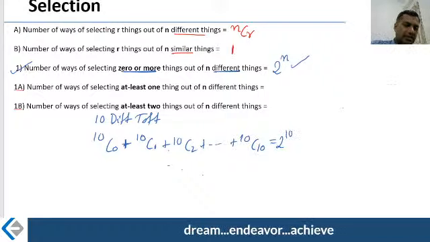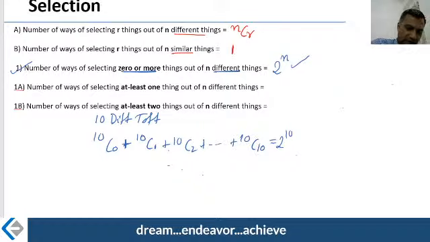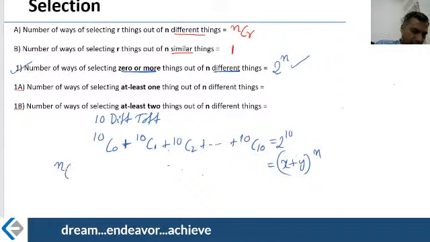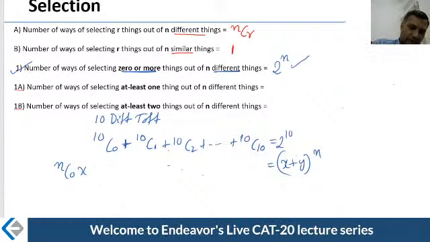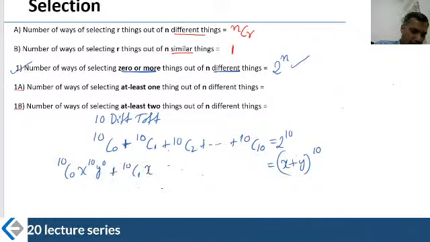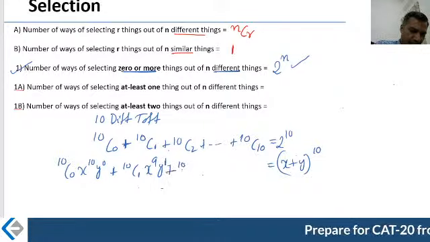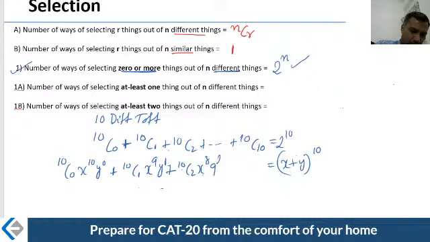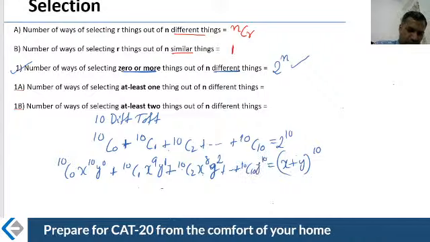This is coming from the expansion of the binomial (x plus y) raised to power n. If you expand the binomial, you would write this as nC0 x raised to power n, and so on. Let me take 10 as the example I'm dealing with. 10C0 x raised to power 10 and y raised to power 0, plus 10C1 x raised to power 9 and y raised to power 1, then 10C2 x raised to power 8 and y raised to power 2, and so on. You can write the last term as well: 10C10 y raised to power 10 and x raised to power 0.